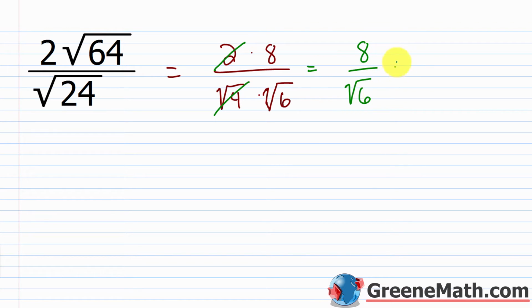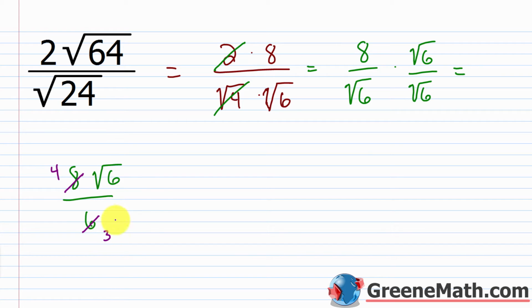And I'm simply going to multiply the numerator and denominator by the square root of 6. And that's going to give me what? I'll have 8 times the square root of 6 over square root of 6 times square root of 6 is 6. And then I can cancel one factor of 2 between numerator and denominator. That's going to give me a 4 here and a 3 here. And so I'm going to end up with 4 times the square root of 6 over 3 as my simplified answer.